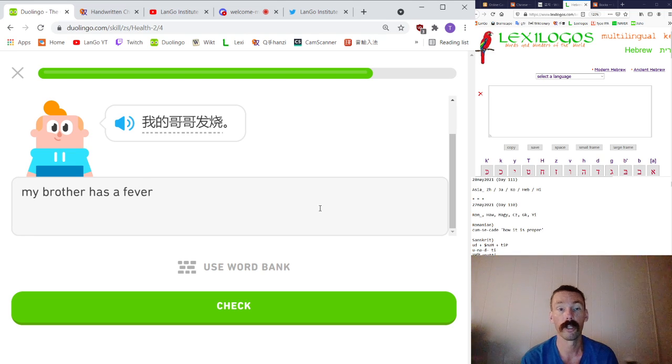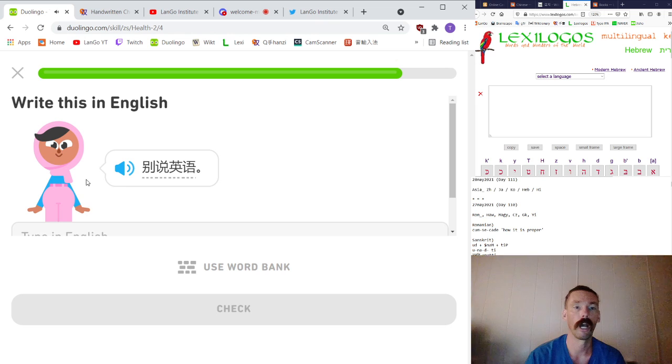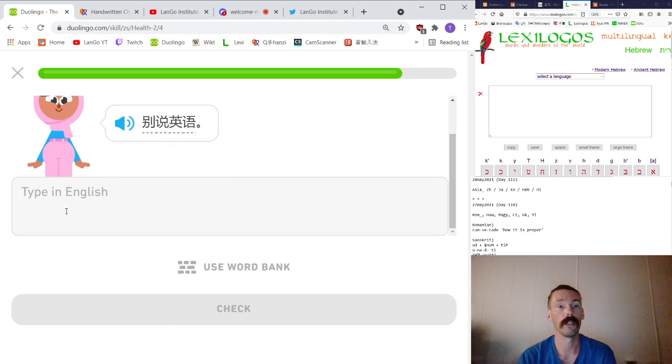What does it mean? 是什么意思? My brother has a fever. Good. It probably wants it specified that it's my big brother. I'll put that too. Okay. 别说英语。 I had just put brother, as you'll no doubt see in a second. But then it likes to be specific in its translation. Whenever you're ready and able, read the next.